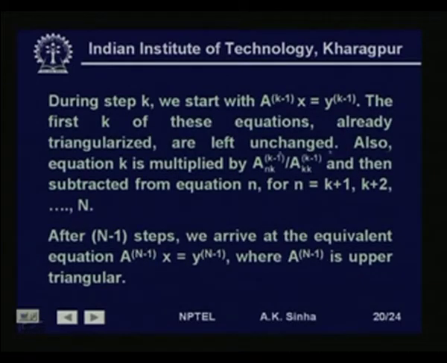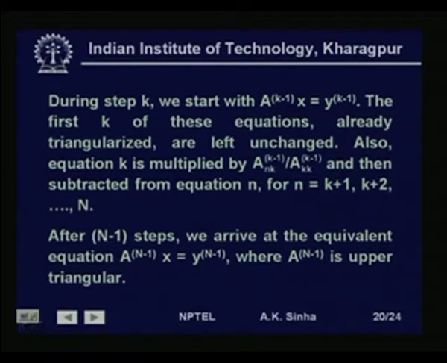Also, equation k is multiplied by a_nk at the (k-1)th value, whatever is available, divided by a_kk at the (k-1)th value, and then subtracted from equation n, for n equal to k+1, k+2, up to capital N. So, this is the process that we follow: we take equations one by one and we eliminate the columns for them, that is, all the elements in the column below the diagonal are reduced to 0.